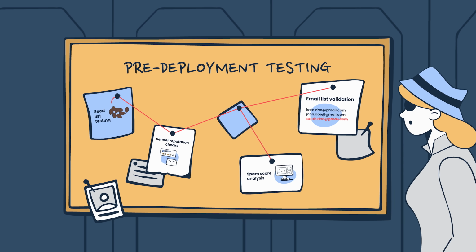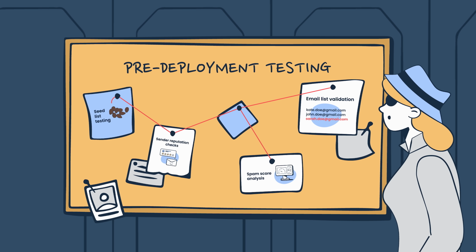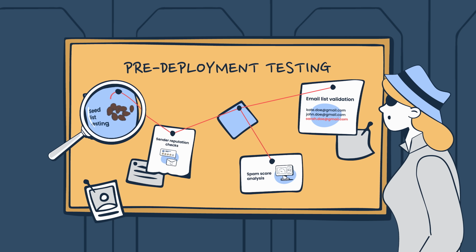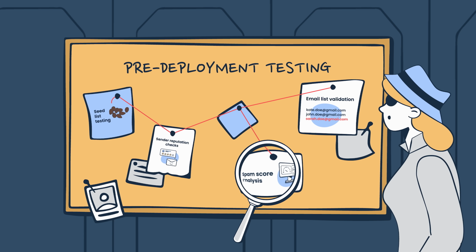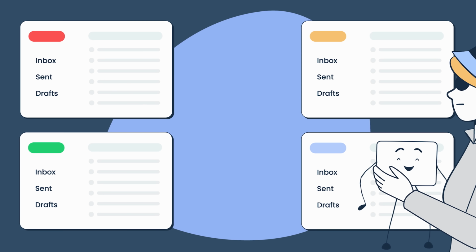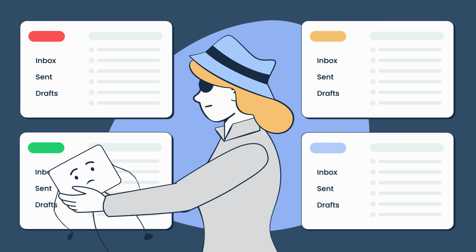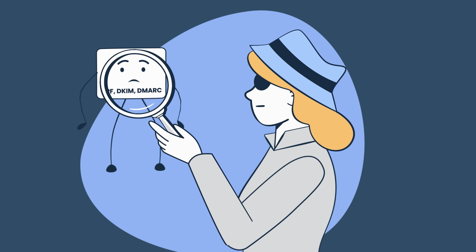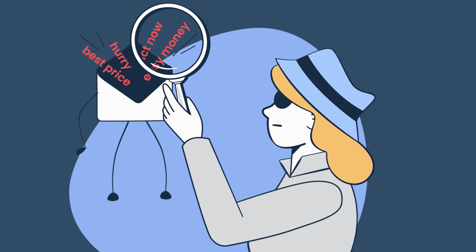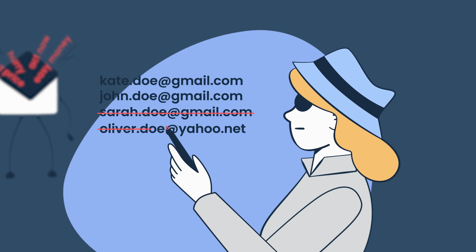Pre-deployment testing involves running multiple tests before sending transactional or marketing emails to your recipients. This can be a combination of seed list testing, authentication testing, sender reputation checks, spam score analysis, and email list validation. With these tests, you can answer the following questions. Do your emails land in the inboxes of various mailbox providers? Have you set up authentication protocols correctly? What's your reputation score? Does your email contain any spammy elements? Does your email list contain invalid email addresses?